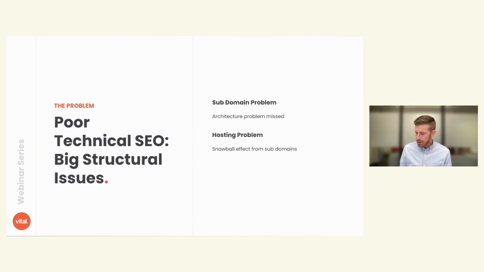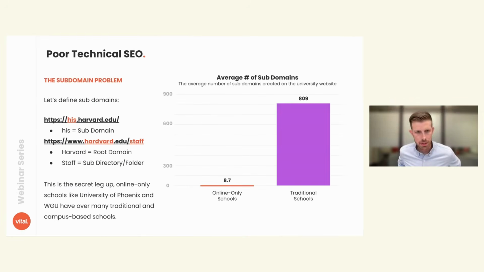And then poor technical SEO, big structural issues. So there's two big structural issues we see with SEO. Vital did a study of higher ed websites. We looked at online only schools. So like Phoenix, University of Phoenix, and like Western Governors and those types of online only schools. And then your kind of traditional universities.